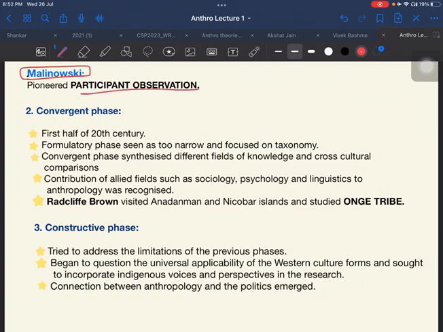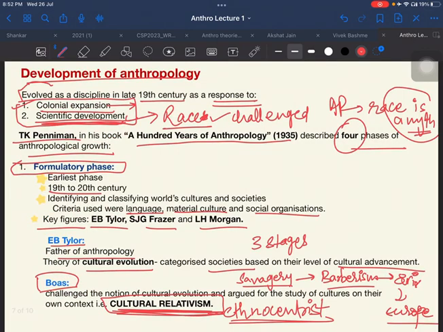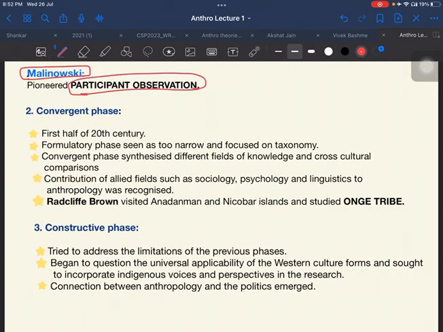Malinowski gave the concept of participant observation. Now, these things which I am telling you, cultural relativism, participant observation, these are the gems that anthropology has given to the world. What is participant observation? Let us suppose that there is an anthropologist A. He has to work among this tribe X. Now, what he can do is he can just observe by sitting outside that, oh, their marriage takes place like this, there is dowry, death rituals are like this, birth rituals are like this, religion is like this.